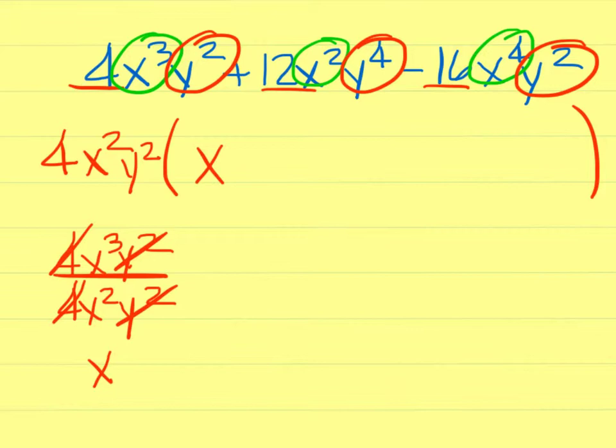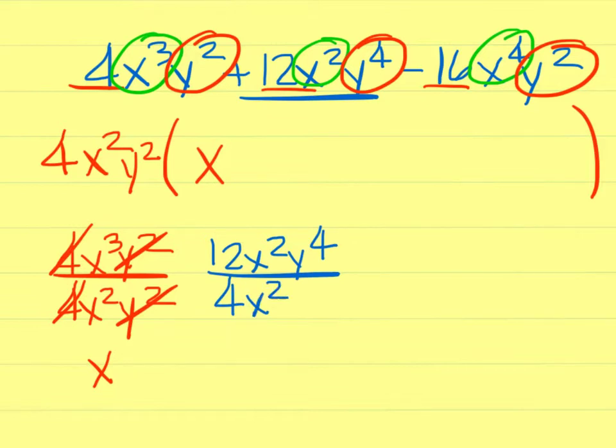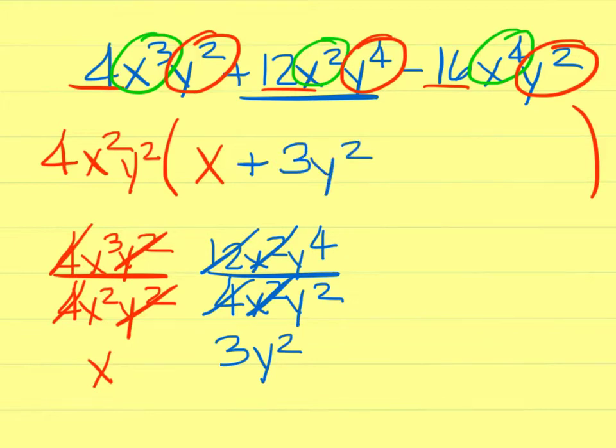Now go through and do some division for the second term here, 12x squared y to the fourth over 4x squared y squared. 12 over 4 is 3. The x squares cancel out, and y to the fourth over y to the second is y to the second. So you have 3y to the second.